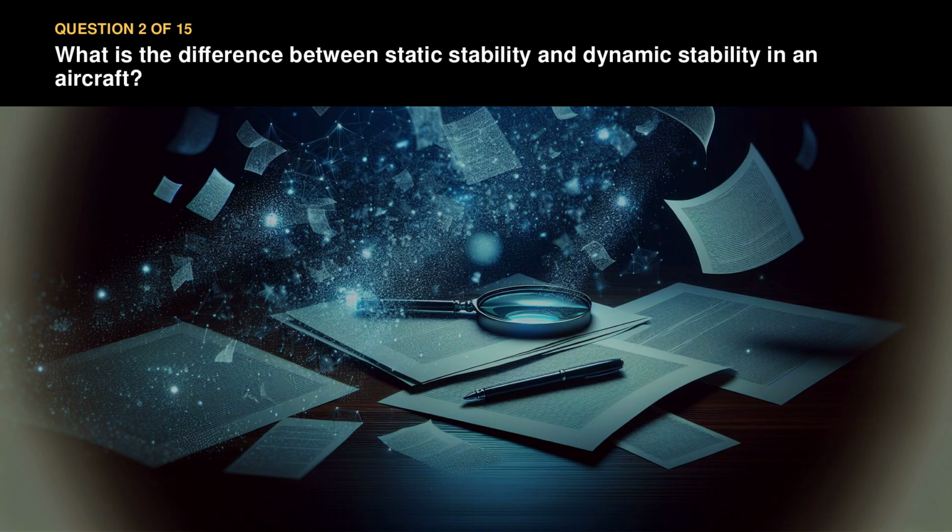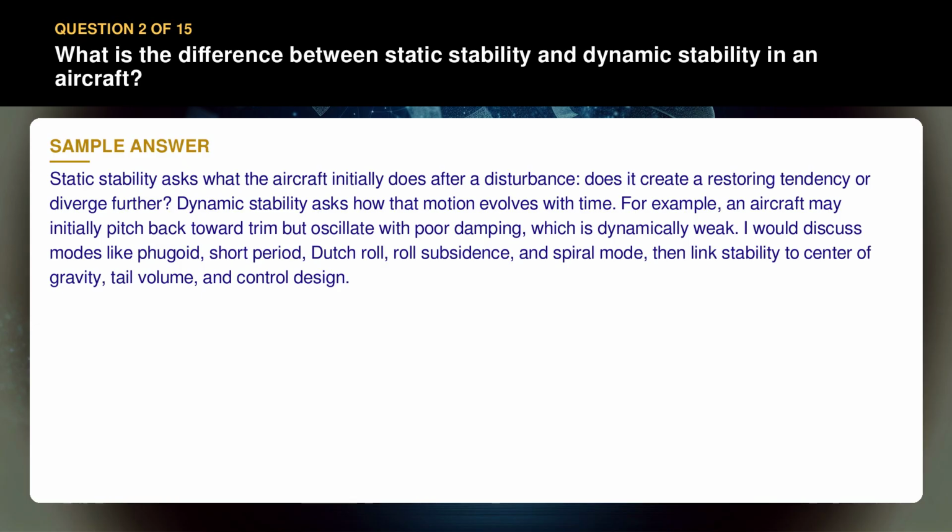Question 2. What is the difference between static stability and dynamic stability in an aircraft? Static stability asks what the aircraft initially does after a disturbance. Does it create a restoring tendency or diverge further? Dynamic stability asks how that motion evolves with time. For example, an aircraft may initially pitch back toward trim, but oscillate with poor damping, which is dynamically weak.